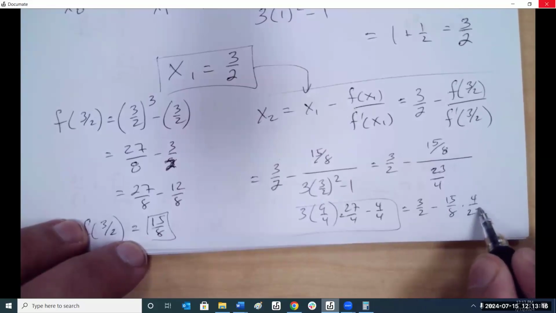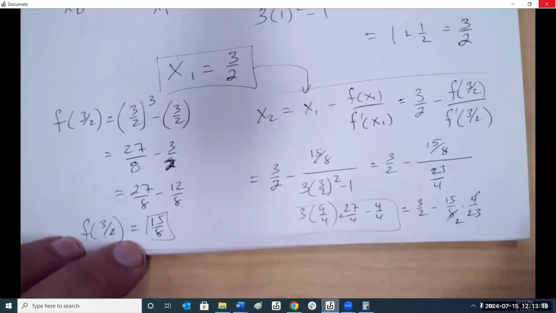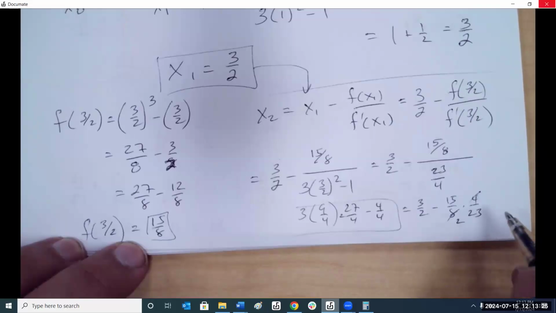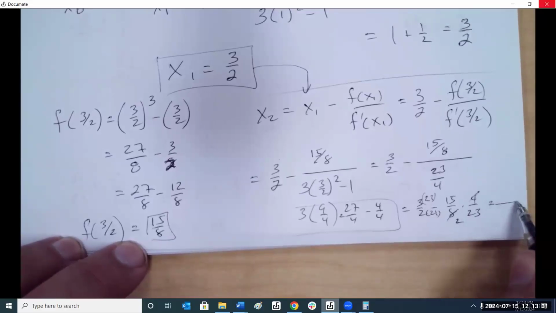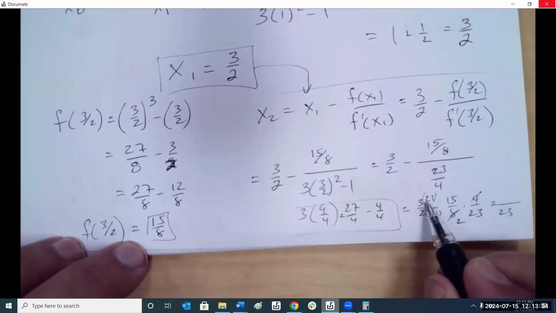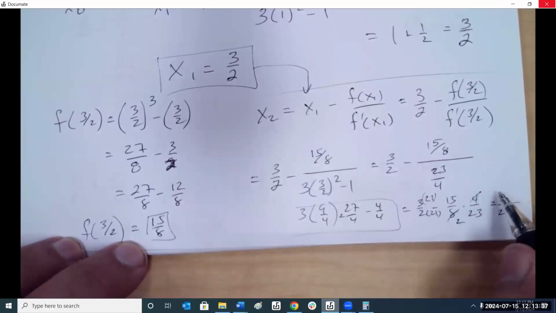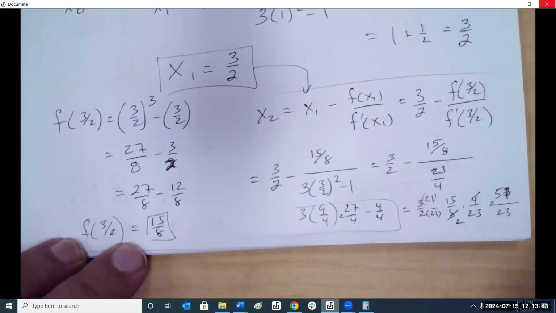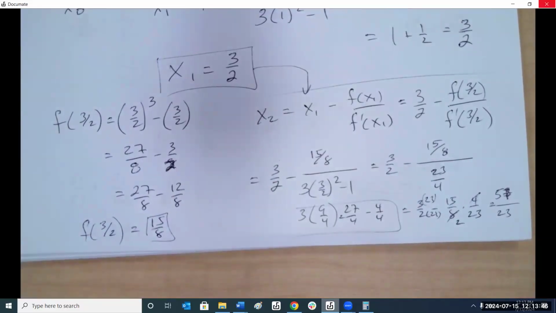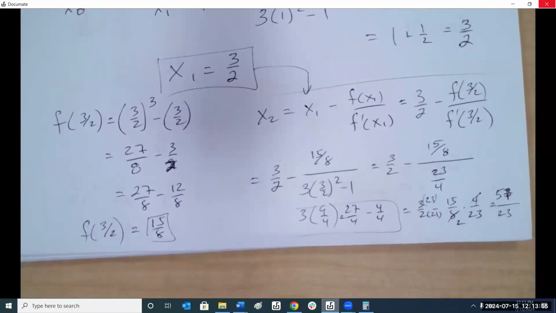15/8 times 4/23. So this will be 23/23, 72 minus 15, 57/23. Well, we're not looking at 0, we're looking at 1. We're looking at when this number gets close to 1, because we're trying to cross the y=1 horizontal line.